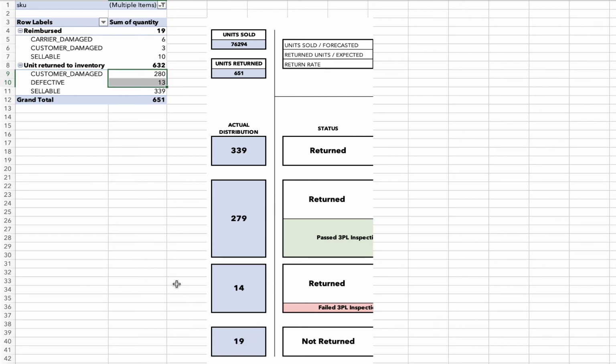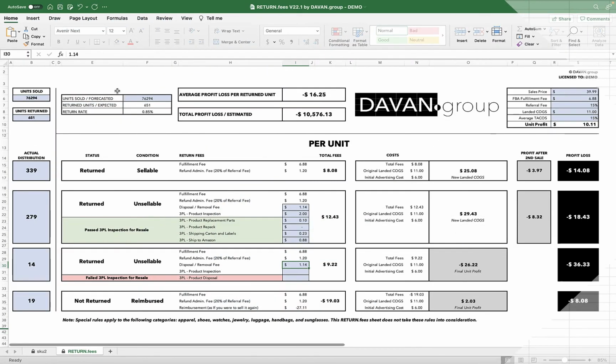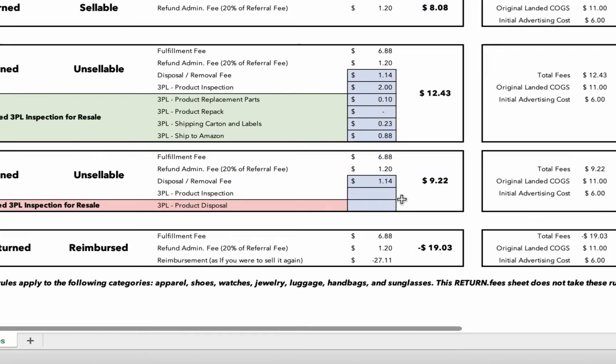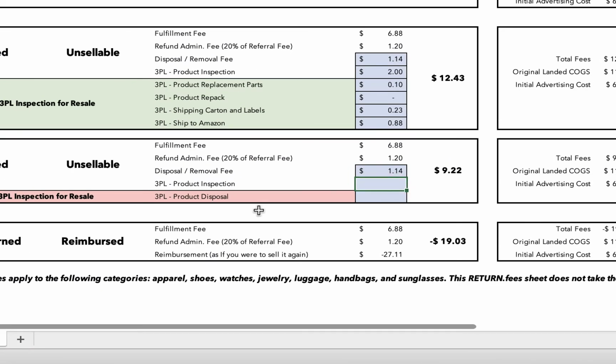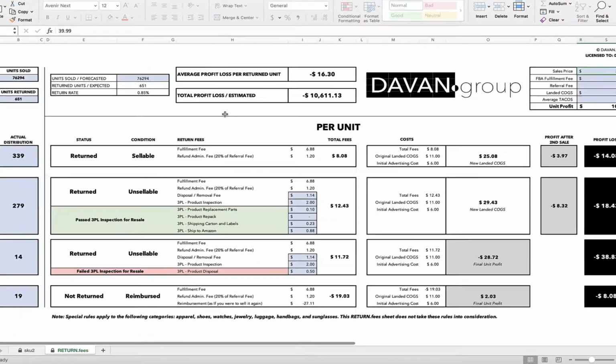So let's go back to the sheet using this distribution and take a look at what our actual costs were last year. Okay, so if we want to find out how much it actually cost, we're going to put in the units sold also here, right? So we're going to put in 76,294. The sheet will calculate, based on this distribution and our real numbers that we have entered, how much this is actually going to cost us. I noticed that these were blank. Let me just go ahead and put this back in. So we had a $2 inspection and then the disposal fee of 50 cents. Okay, so the sheet is completely filled in.